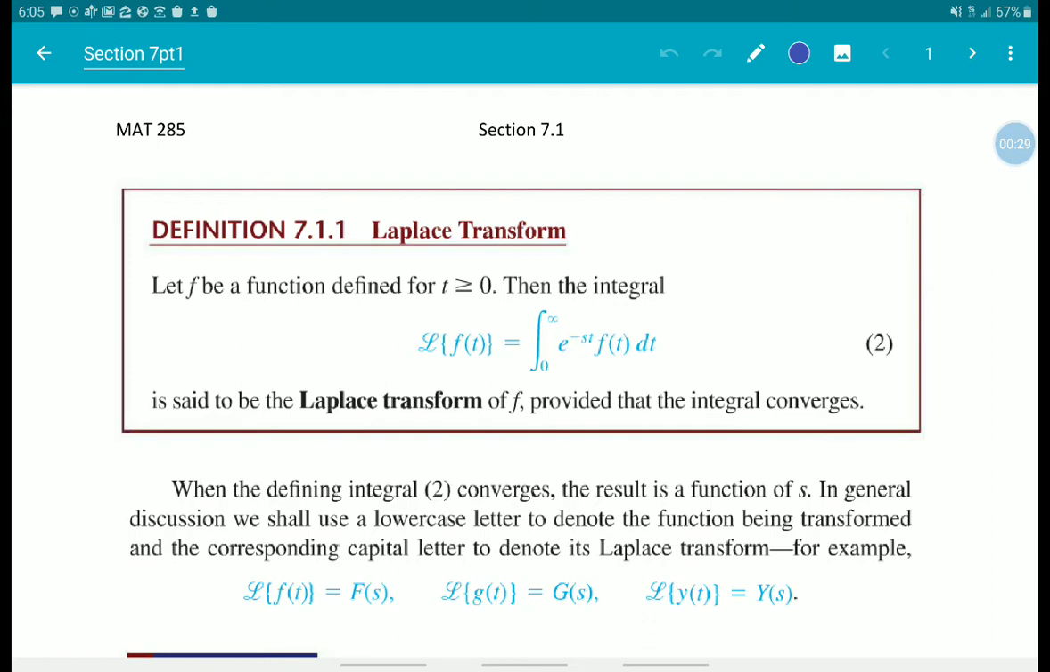Definition 7.7.1, the Laplace transform. We're going to let f be a function defined for t greater than or equal to 0, and we're going to have to integrate here. So the Laplace transform, and they're using that curly L of f to signify you've taken the Laplace, is really just an integral. We're integrating from 0 to infinity of the function f of t times e to the negative st dt. This is the definition for a Laplace transform of f, provided that this integral converges. So we're going to see a lot of those things from Calc 2 pop up in this section.